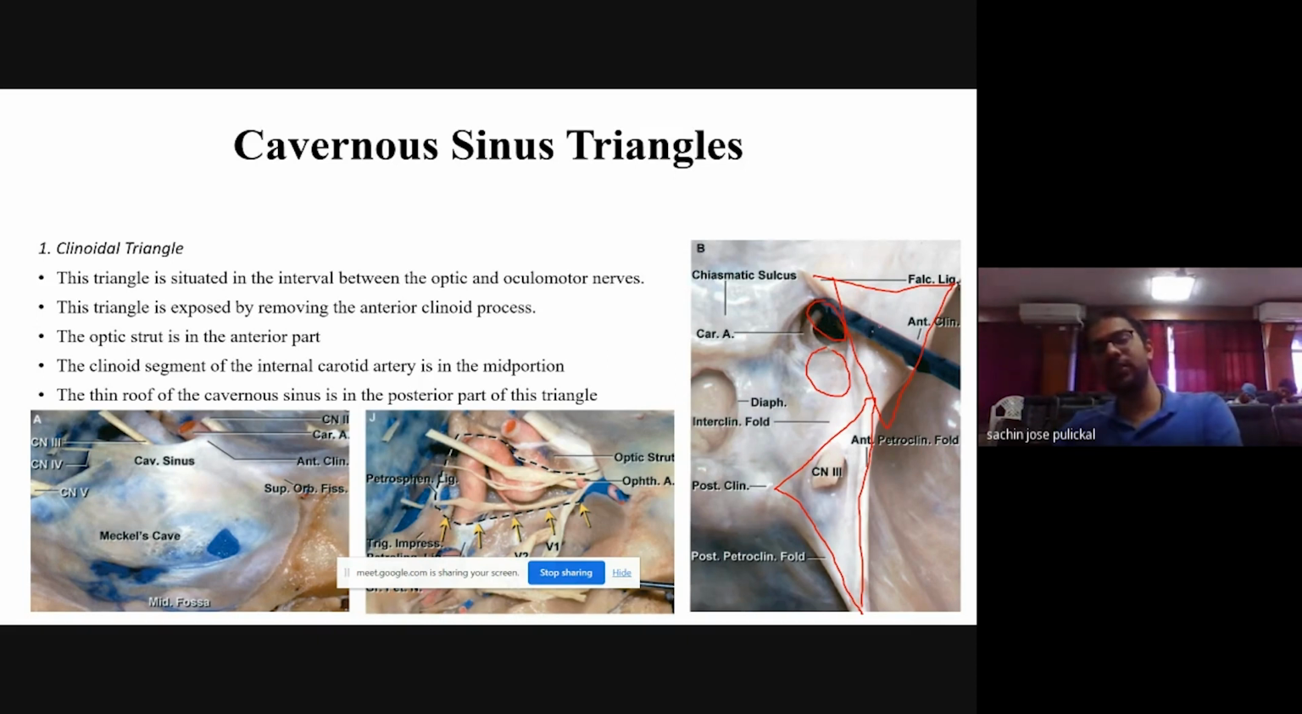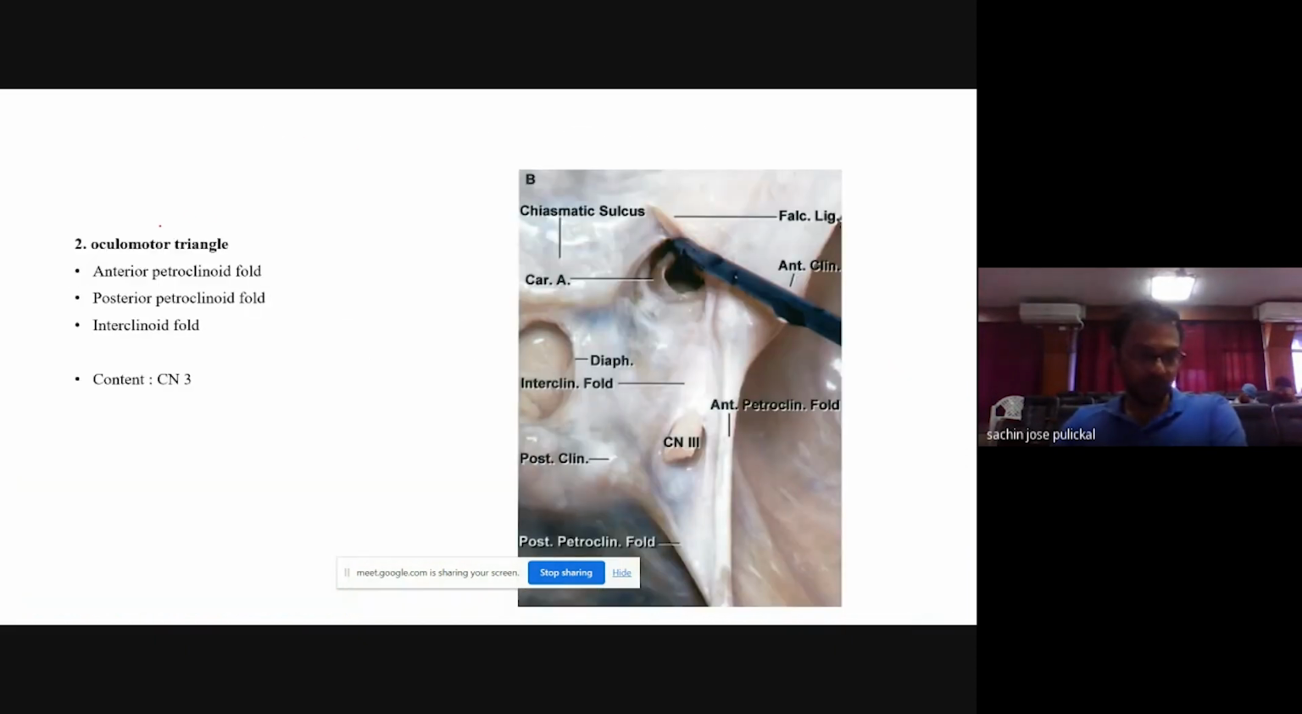So these are the initial two cavernous sinus triangles, the clinoidal triangle and the oculomotor triangle, which are related to the roof of the cavernous sinus. Clear? So coming to the oculomotor triangle, I told already. The oculomotor triangle forms the posterior facet of the roof of the cavernous sinus, and the third nerve lies in the center.